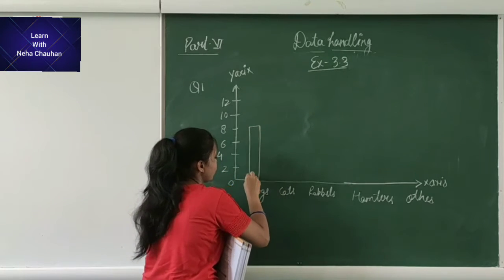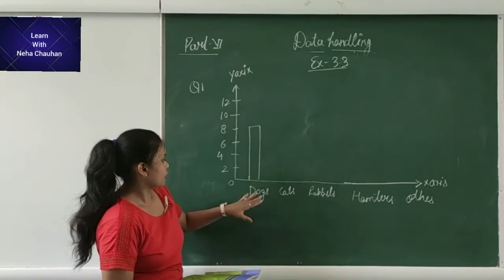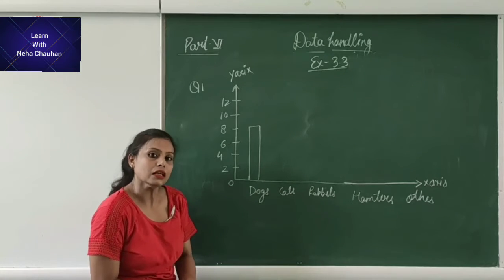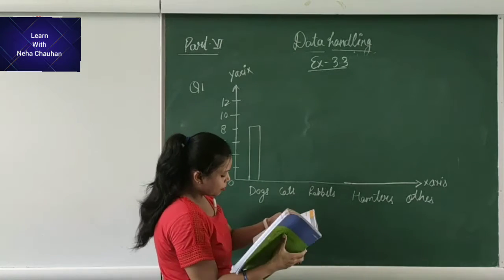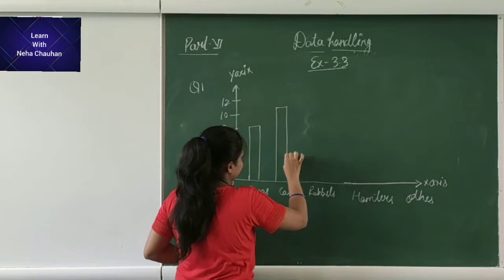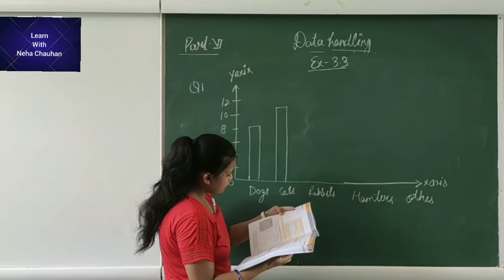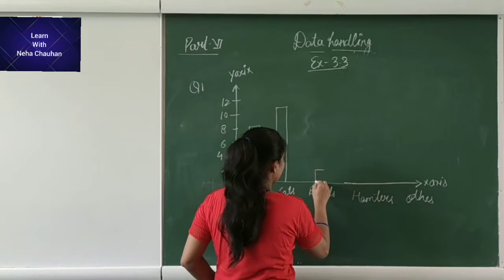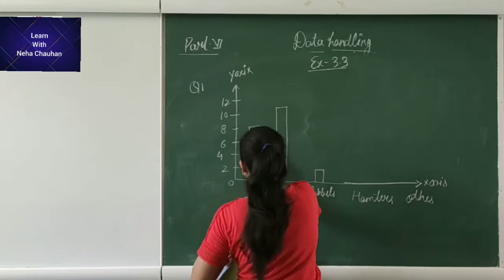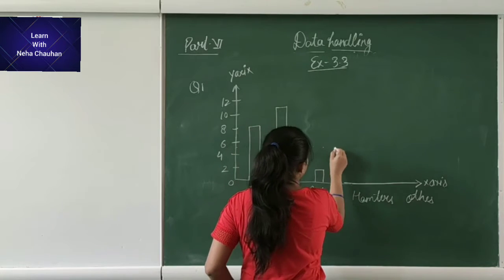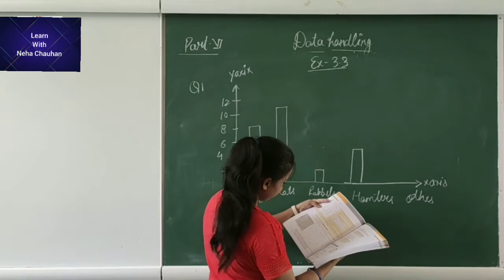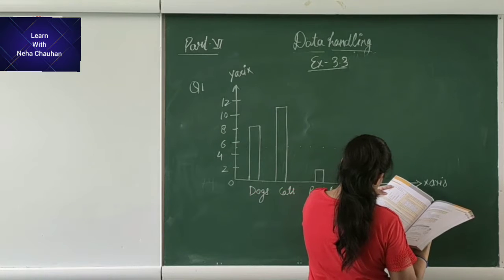Okay, this graph will also help you in understanding how we read the bar graph. Cats are owned by 10 students. Rabbits are owned by 2 students. Hamsters by 5 students. So we can draw it like this. And others are 3.